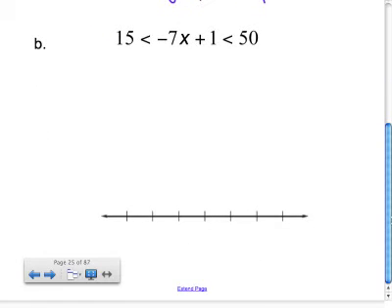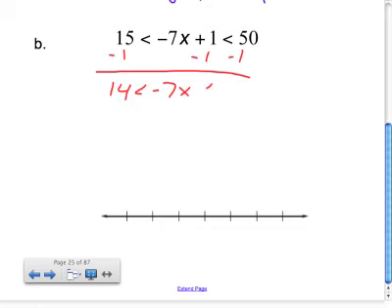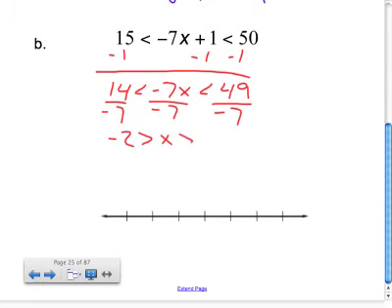All right, part B, no different. I'm just going to go ahead and start solving this. So we're going to subtract 1 from every single one. So 15 minus 1 is 14, less than negative 7x, less than 49. Divide every term by negative 7. Our rule still applies that if we multiply or divide everything by a negative, we have to flip the inequalities. So I have negative 2 is bigger than x, which is bigger than negative 7.